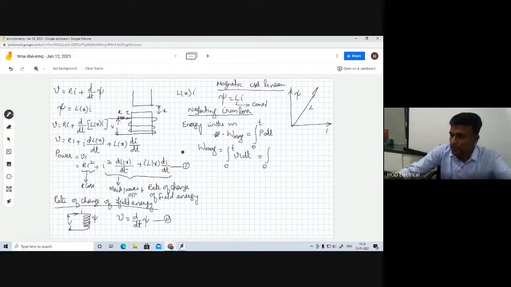In the second equation we know voltage is nothing but d by dt of psi. So W is the integral of d by dt of psi into I into dt. The dt will cancel, so we can write it as the integral from 0 to t of I into d psi. Now this integration is of the form integral of u dv, which is uv minus integral of v du.